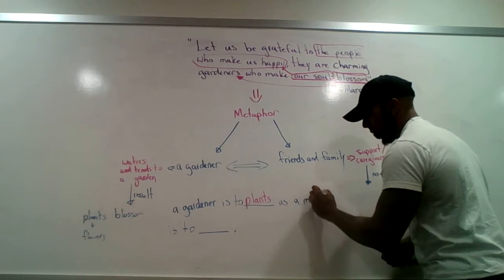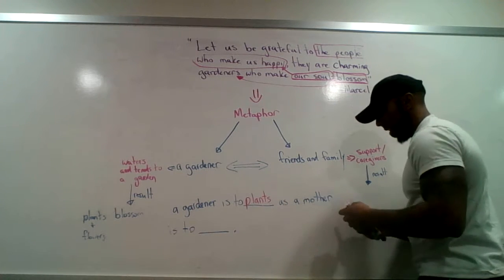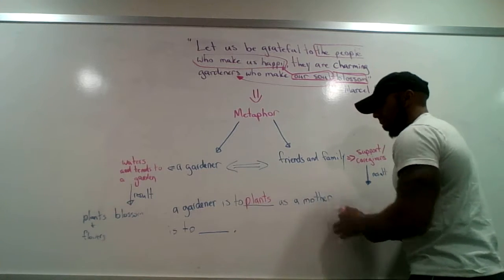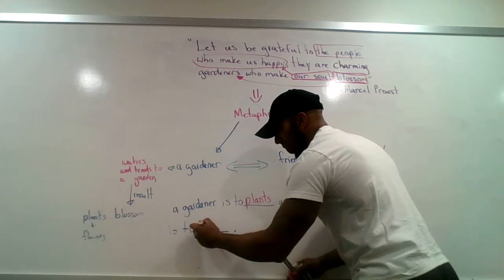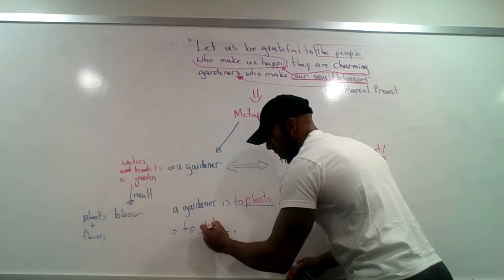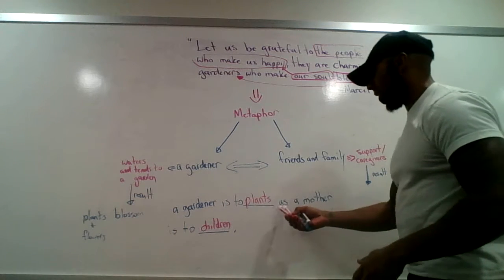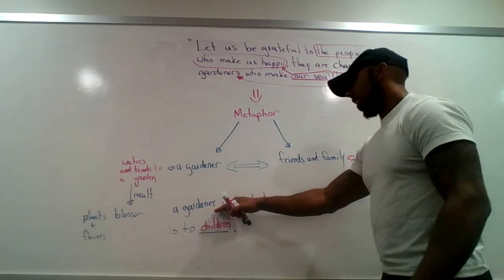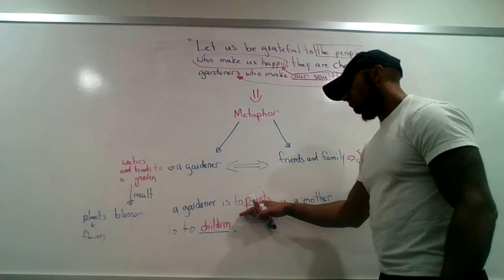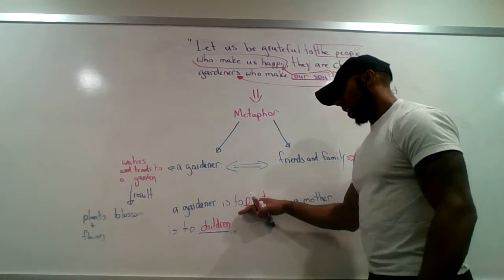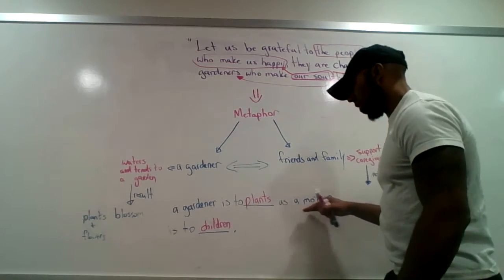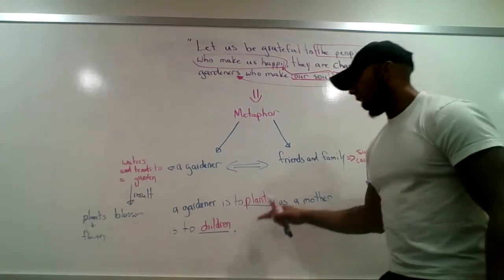So let's fix that to where it makes more sense. Okay. A gardener is to plants as a mother is to children. Okay. Now, what does this mean? This means a gardener has the same role, the same effect, and the same relationship to plants as a mother will have to her children.